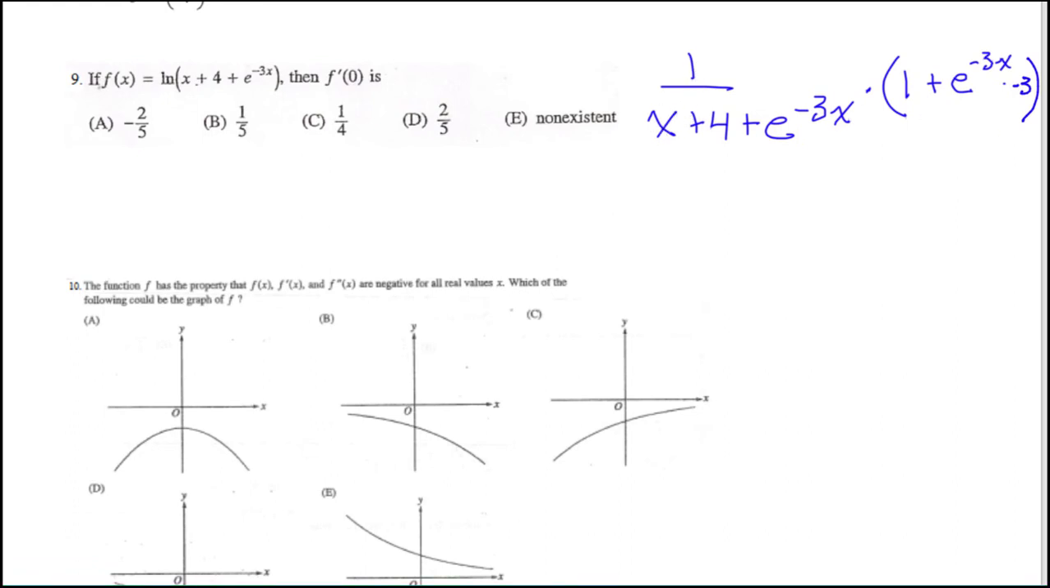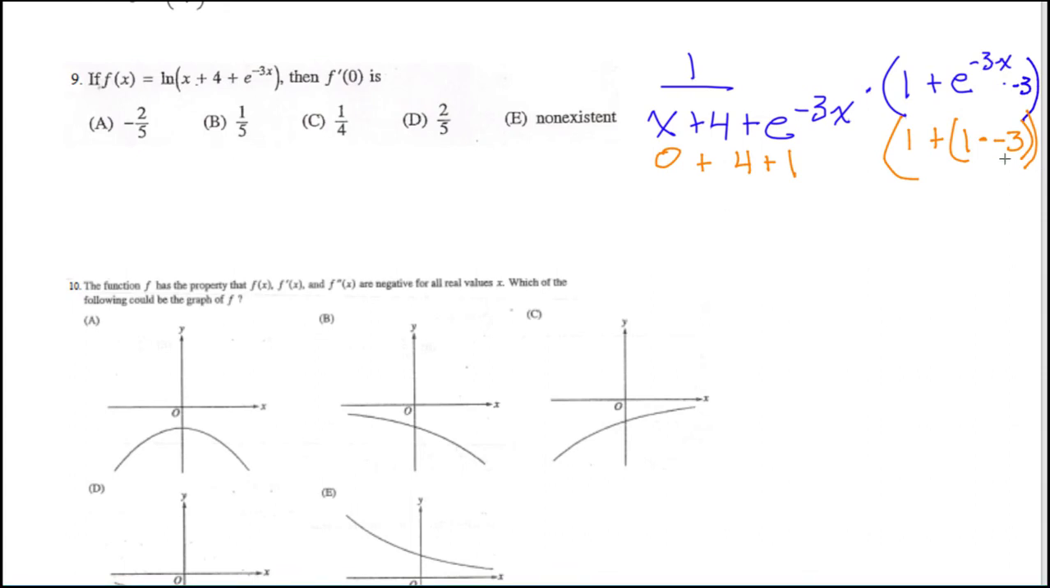That's 0. This is 0. This is e to the power of 0. So e to the power of 0 is 1. So I have 0 plus 4 plus 1 there. And then this is going to be 1 plus 1 times negative 3.